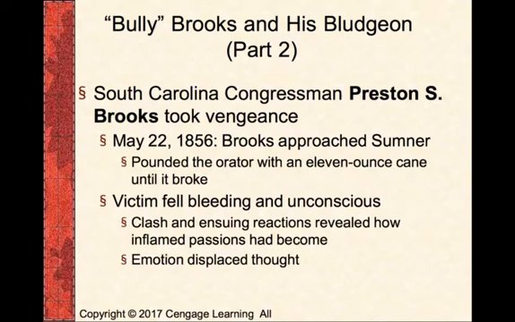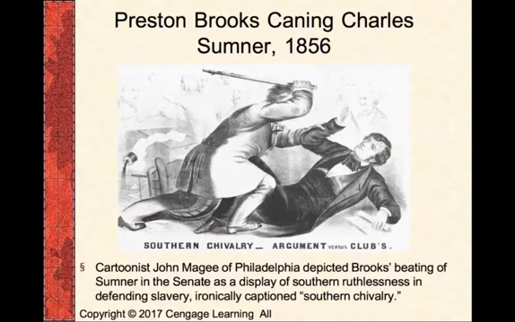Brooks was ejected from Congress. He goes home and he's a hero in his home state of South Carolina, and he's reelected to Congress the next election. Sumner is also reelected by the people of Massachusetts, but once again, he wouldn't be able to fill his seat again until his injuries healed 3 years later. This is the picture that's in your book on page 301, talking about the beating of Senator Sumner.